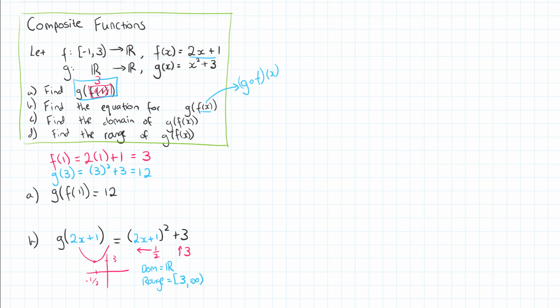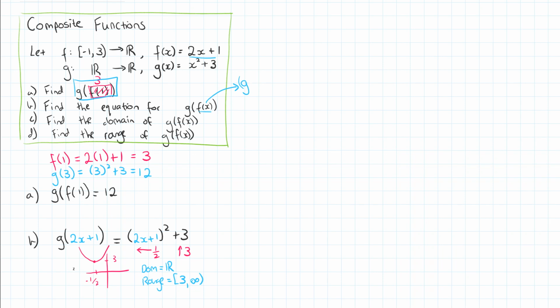Now, unfortunately, that's not always the case for the answers for part C and D. This happens to be the range and domain for the equation 2x plus 1 squared plus 3, but it's not necessarily the domain and range for the composite function g of f of x. And we're going to look at why by drawing some function machines.